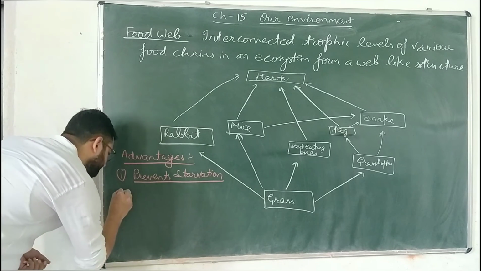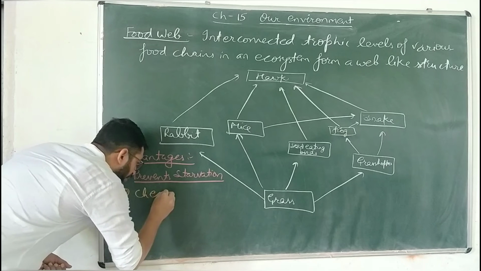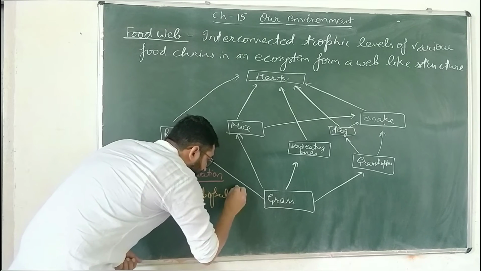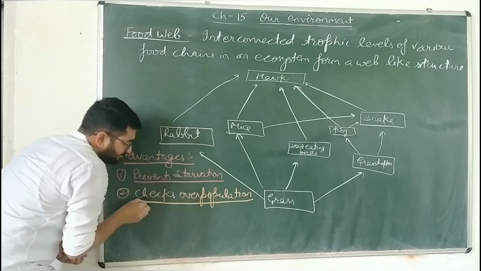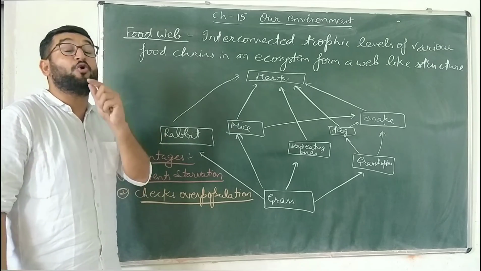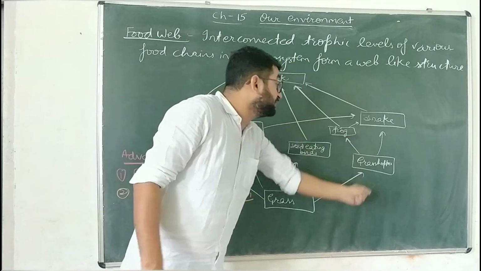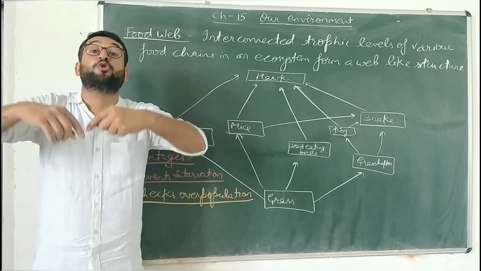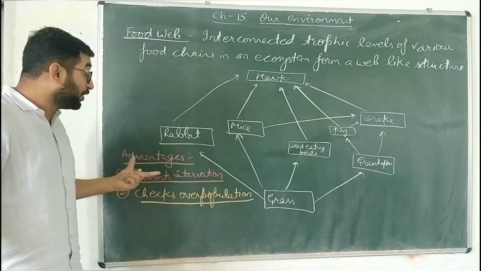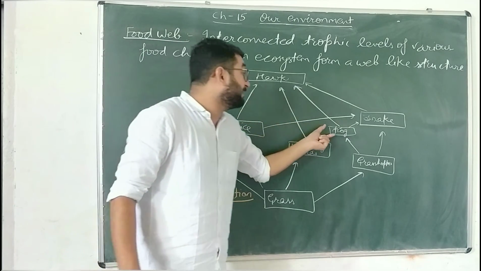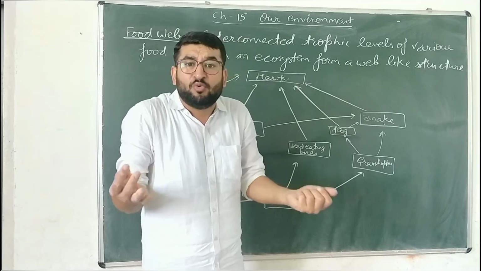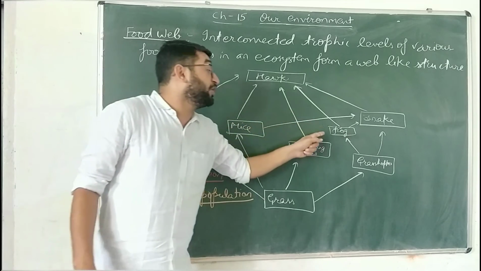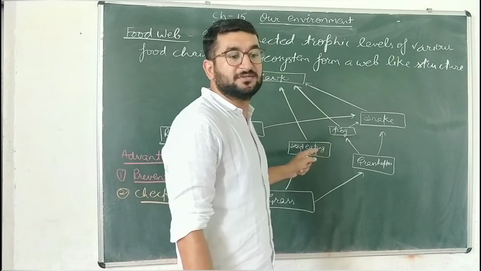Second, it checks overpopulation. Food web checks the overpopulation of a particular species. It does not allow one species to grow exponentially. अगर बच्चे एक species बढ़ रही है, मान लो frogs बढ़ रहे हैं, तो snake has more food to eat, बेटा. Snake can easily find the frogs and eat. So it will check the overpopulation of a particular species.